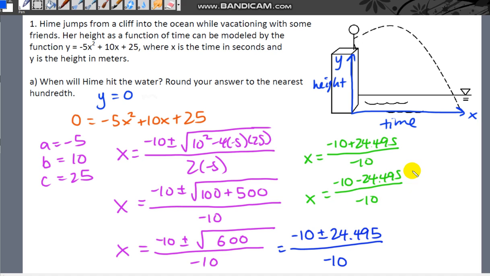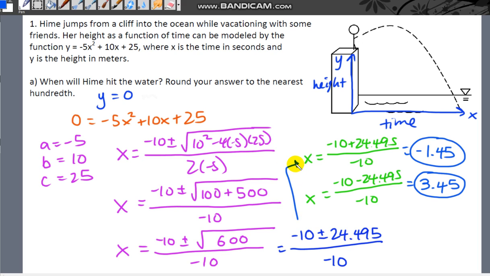If we were to simplify this, negative 10 plus 24.495 is going to be 14.495, and if you divide it by negative 10, it should be negative 1.45. So do that correctly, and that's what that should be. If you do negative 10 minus 24.495, that should be negative 34.495. Divide this by negative 10, and I believe if you do this correctly, this should be something like 3.45. Okay, so this next part is where it gets a little bit interesting.